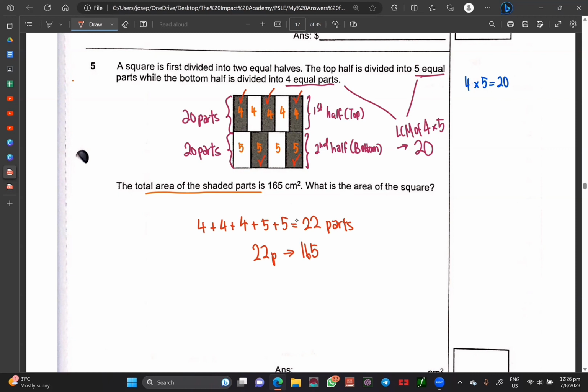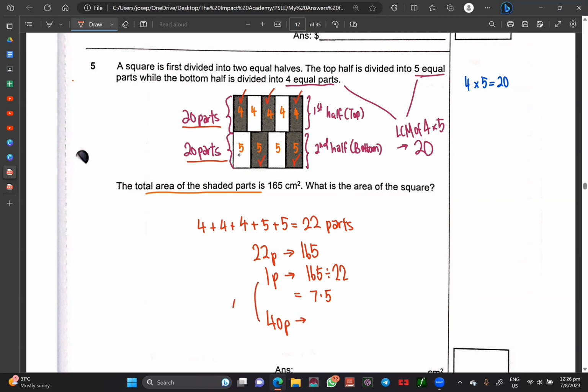Once that is done, what I want to do is find Mr. Greenman. So we always find one part first. One part will be 165 divided by 22, and we get 7.5. Now, what is the question asking us for? The question is asking us for the area of the square. The area of the square means the whole thing. We can see that it's 20 parts and 20 parts, so over here is 40 parts.